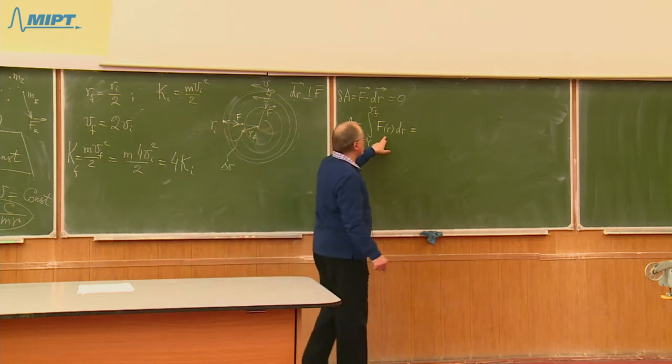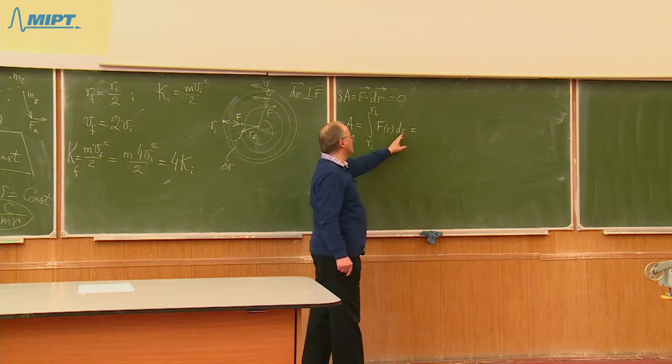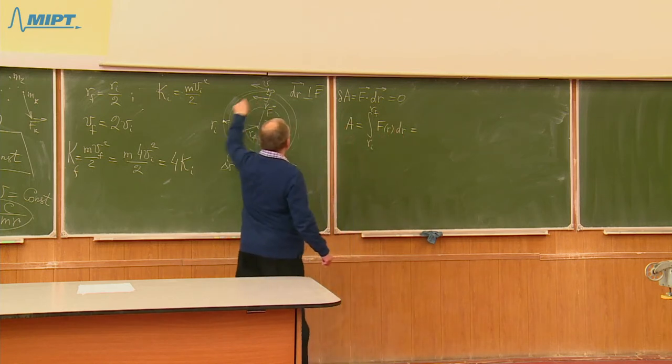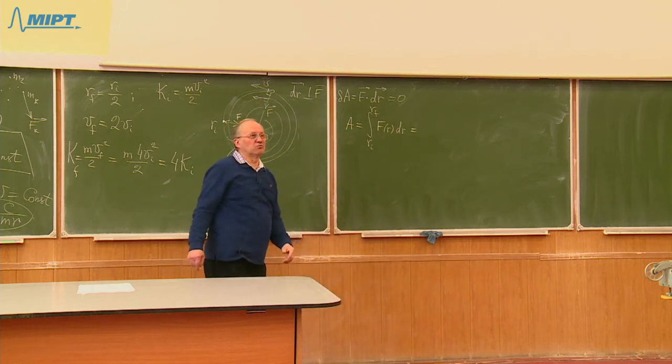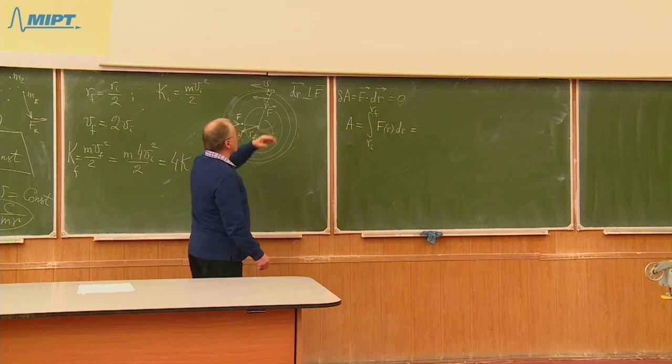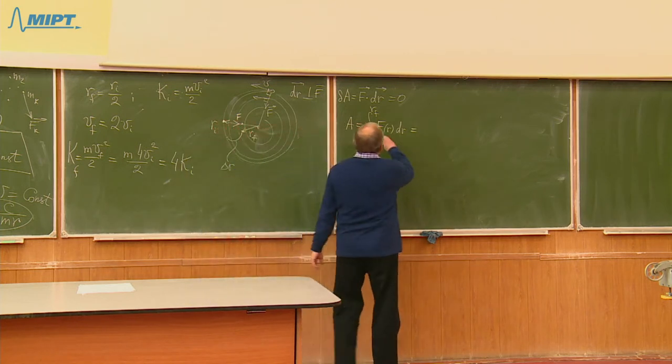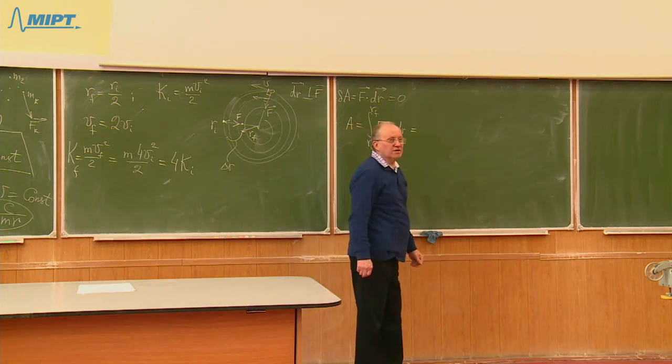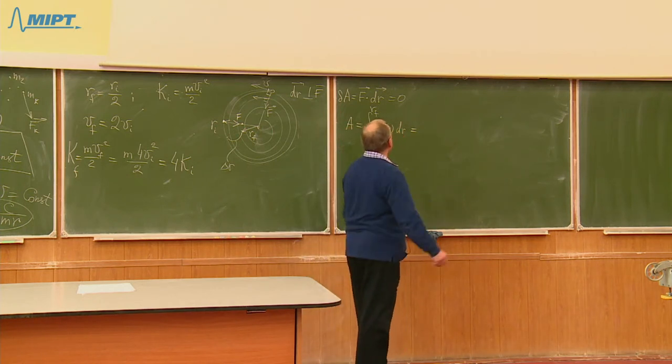I take into account only the displacement along the radius, because perpendicular displacement along the circular trajectory does not perform work. The work is performed only by the force which is directed along the displacement, which is along the change in radius. So what will be the force of tension of a thread in this experiment?